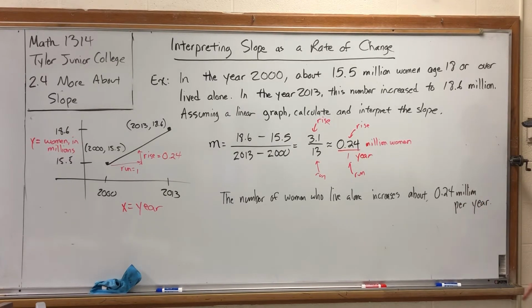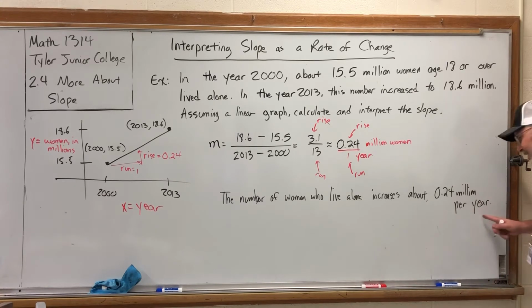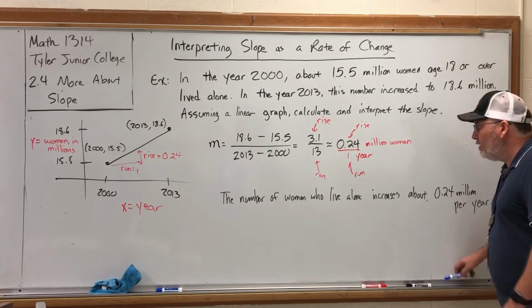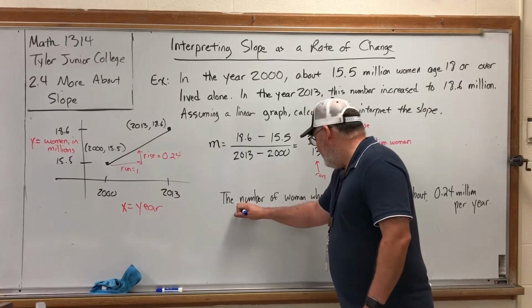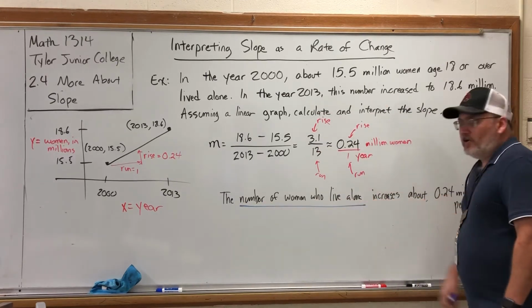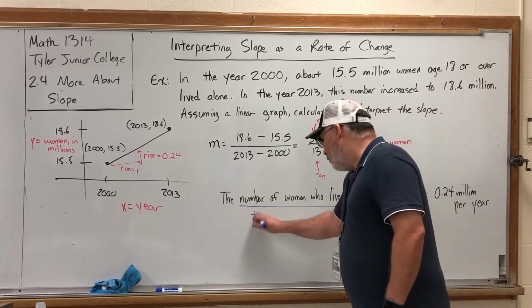Rate of change. Millions of women per year, miles per hour, miles per gallon if you're measuring your car's efficiency. But anything that compares one number to another is called a rate of change, and usually the second number is in terms of 1 unit, in this case 1 year. So it's really pretty easy to interpret a slope in the context of a problem. You simply say whatever your y variable is measuring, so this is what y measures.